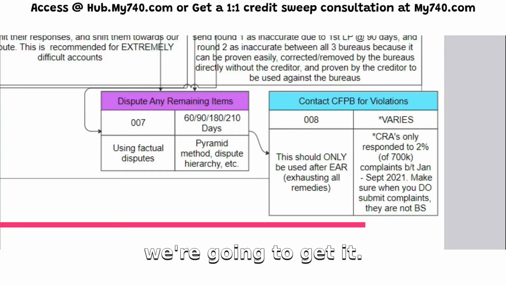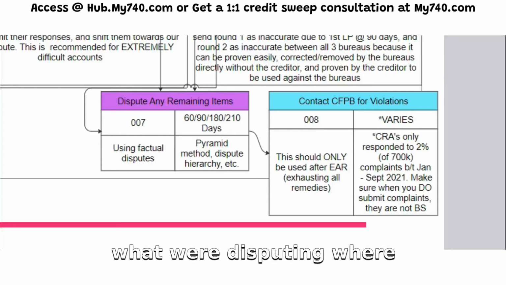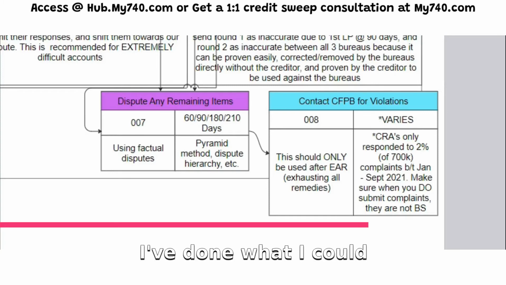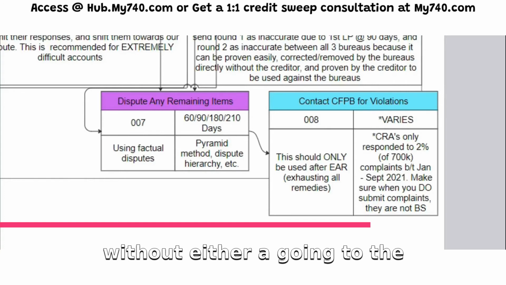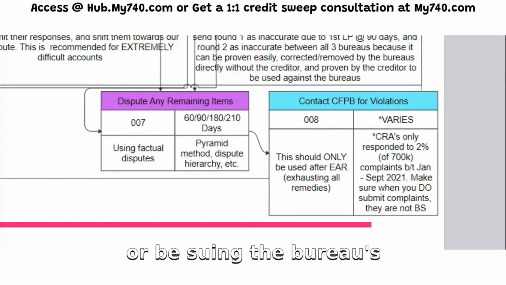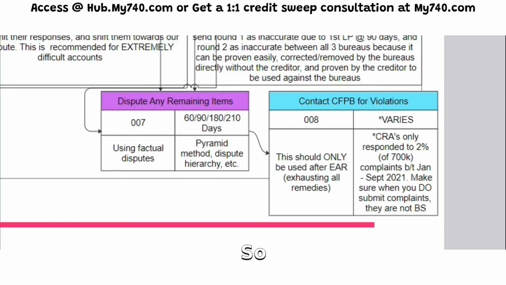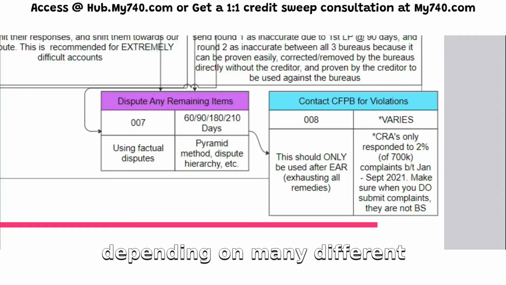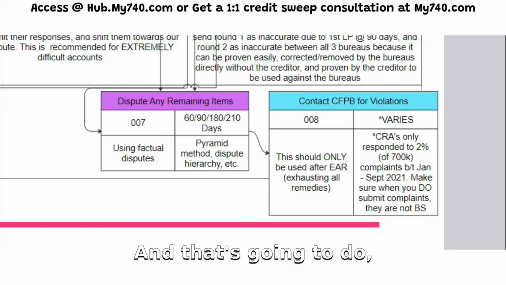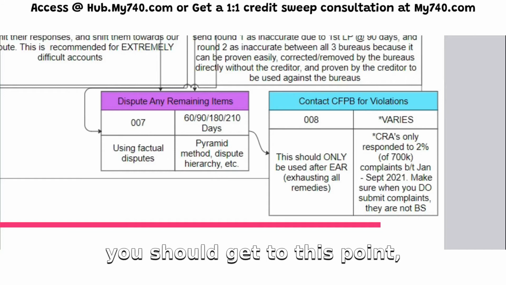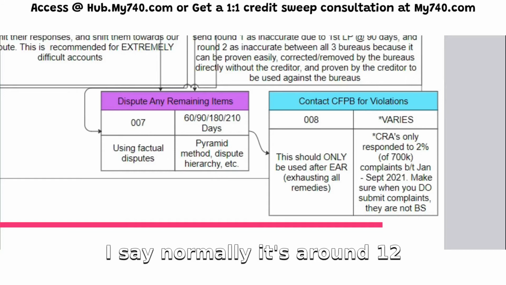Now, we're going to get to a point, depending on what we're disputing, where it's just like, okay, I've done what I could possibly do. I've removed everything that I could without either A, going to the CFPB for violations, or B, suing the bureaus, creditors, or collectors, okay? Depending on you, your file, many different factors, and responses from the bureaus or lack thereof, that's going to tell you when you should get to this point. But I say normally it's around 12 months.